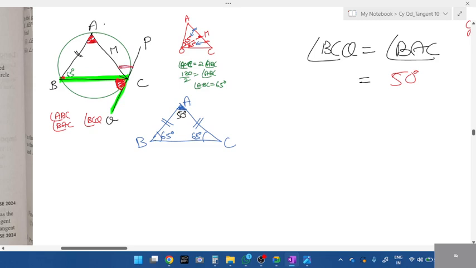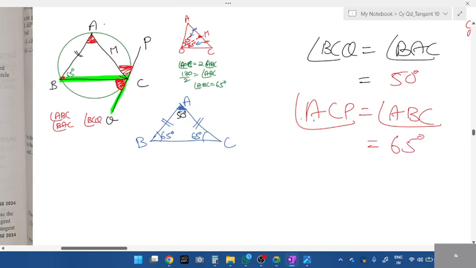What if they ask this one? What if they ask ACP? Which is alternate to ACP, students? Which one is alternate? Angle ABC. Is it clear? For the other chord, ABC is alternate, right? ACP would have been 65 degrees. Look, 65 degrees, and this is 50 degrees.